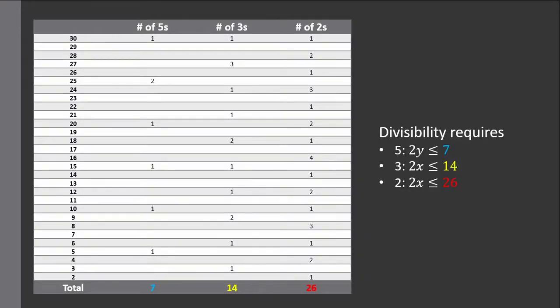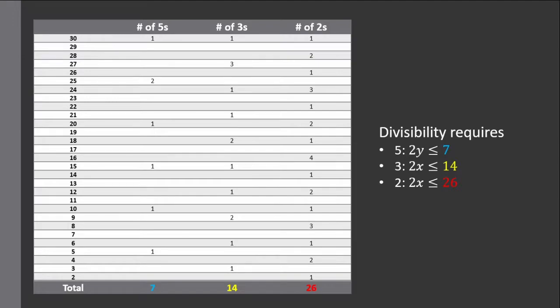So the next question we have to deal with is, what is the value of A, B, and C respectively? I created this table of the prime factorizations of all the numbers up to 30, and I look at the number of 5's, 3's, and 2's that each contribute. And we see that together there are 7 5's, 14 3's, and 26 2's. So therefore we plug in the values for the 3 inequalities.